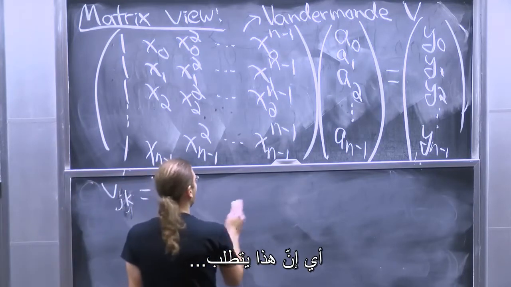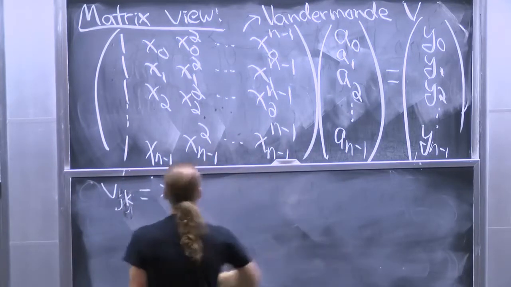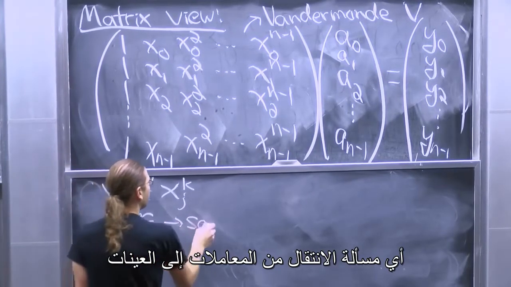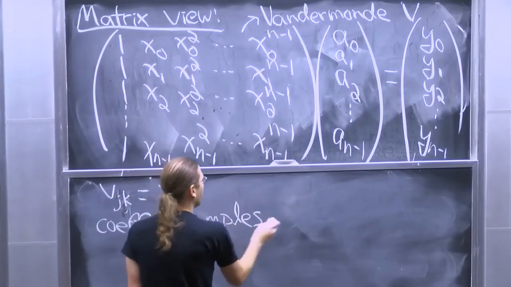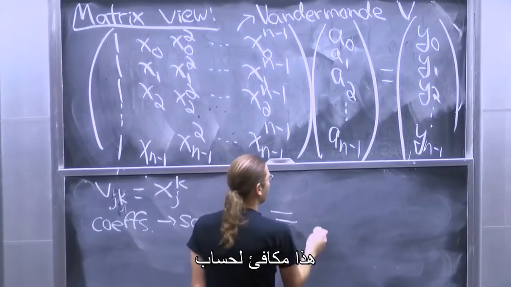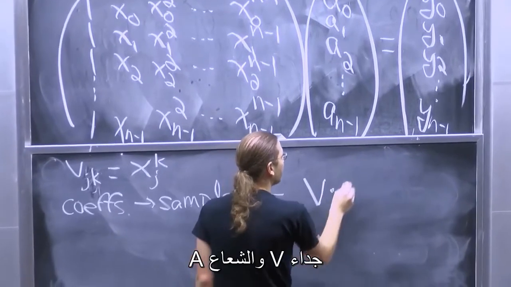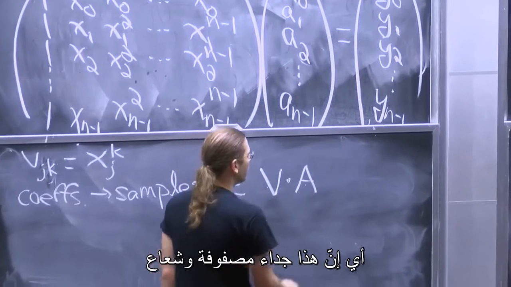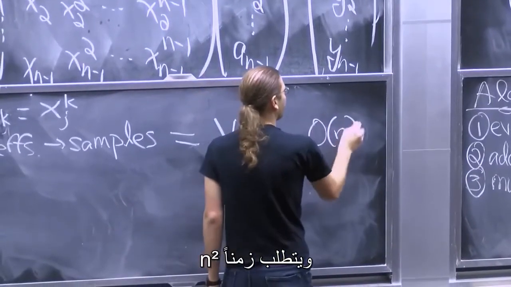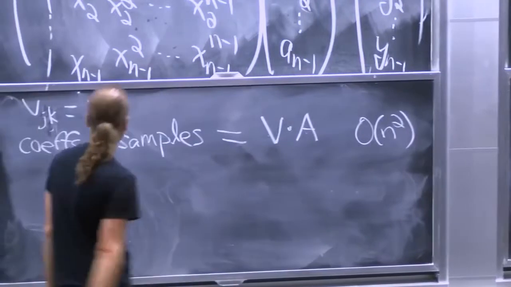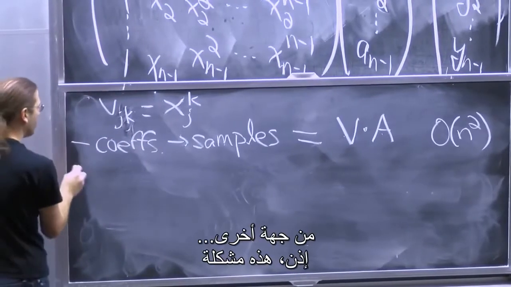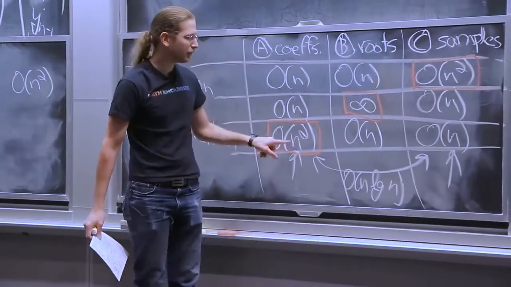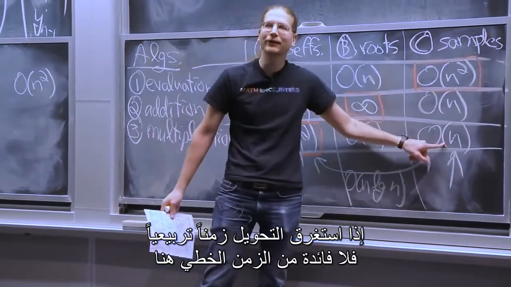So if I want to compute this product, that's the coefficients to samples problem. This is the same thing as computing V times the A vector. So this is a matrix vector multiplication, which takes n squared time. Okay, on the other hand, that's a problem, because we're trying to beat quadratic multiplication. So if we spend quadratic time to convert over here, it doesn't matter if this is linear time.